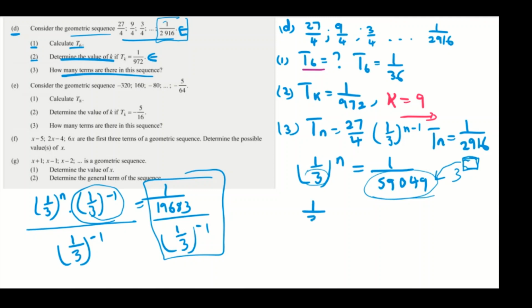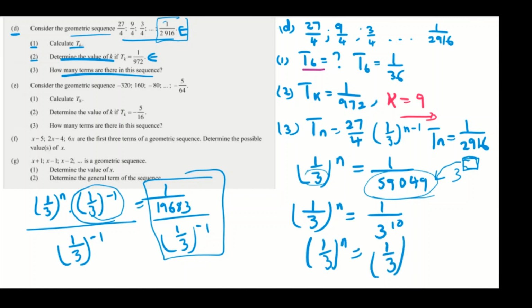So you're going to have 1 over 3 to the power of n equals 1 over 3 to the power of 10. Excuse me, so to rewrite it, 1 over 3 to the power of n equals 1 over 3 to the power of 10. And then you drop the bases, so therefore n is equal to 10. So that is your final answer for this problem here.